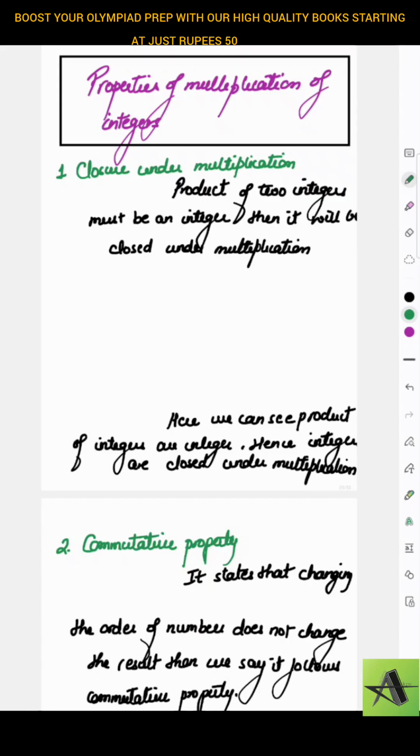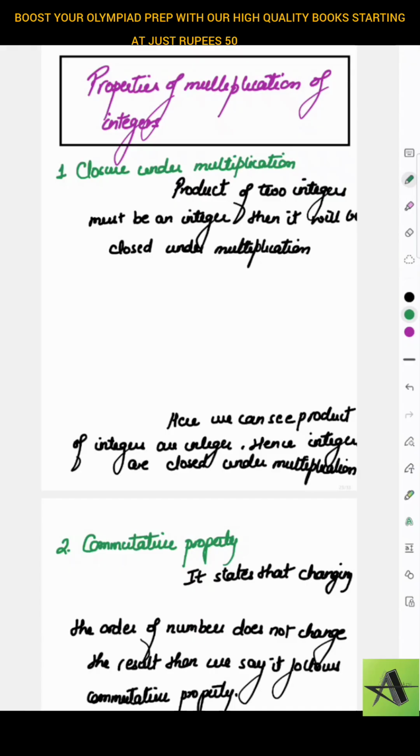So closure property I have already explained, and if you haven't seen it, I'm pasting the link in the description box and you can click on it and go to the previous videos. Closure means if I'm doing any operation with the integers and the result is also an integer. Like in this case, if I'm multiplying two integers and I get an integer as the answer, then I say that it's closed under multiplication.